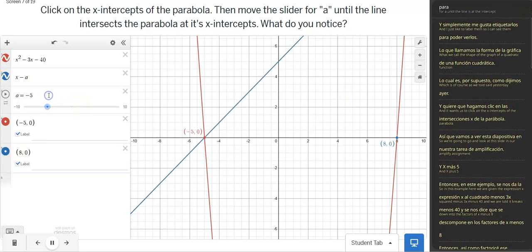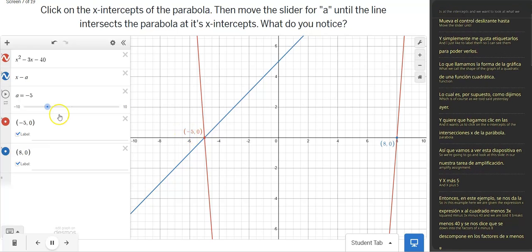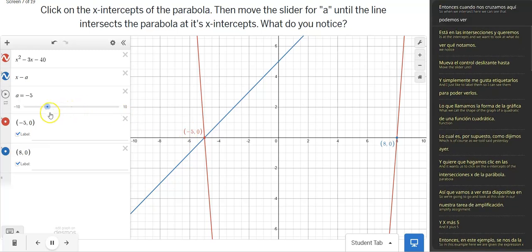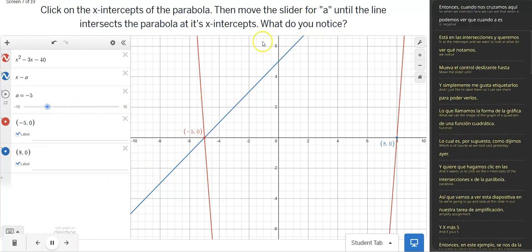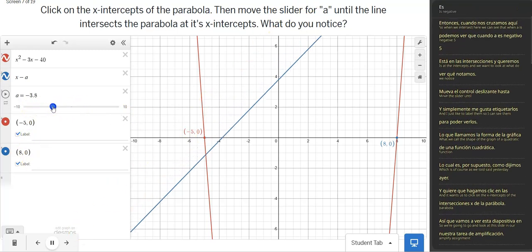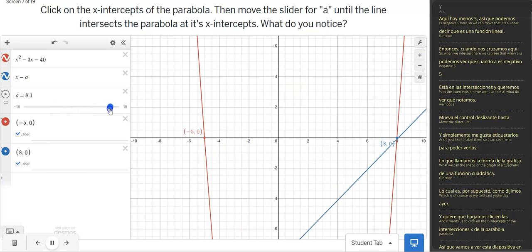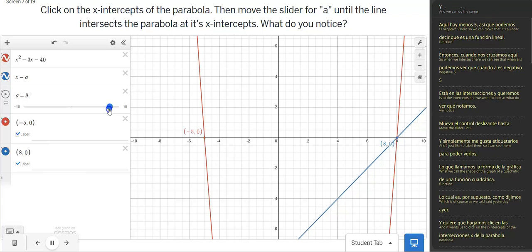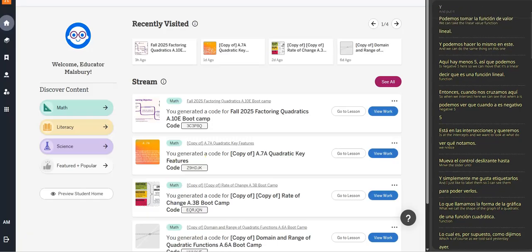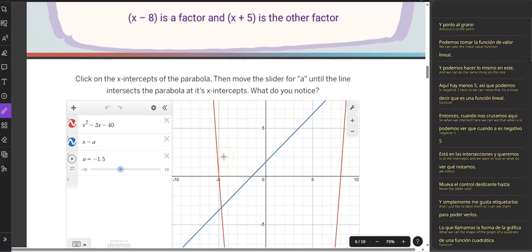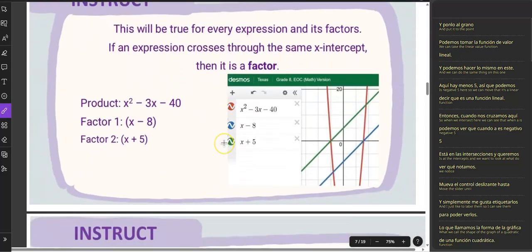When we intersect here, we can see that when a is -5, x is -5. So we can move that. It's a linear function. We can do the same thing on this one. We can take the linear function and put it through the point. Okay, so we can do the same thing for all of its factors.